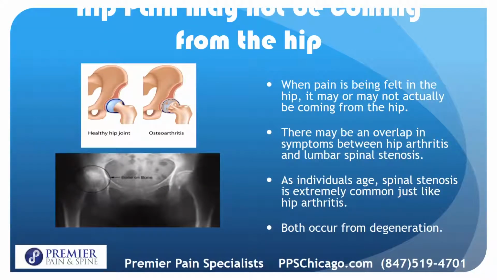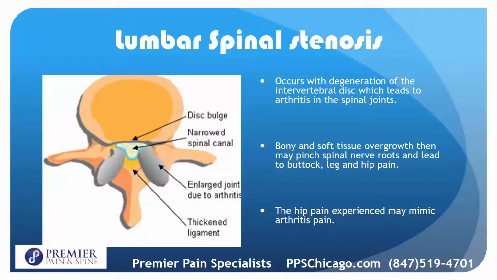When pain is being felt in the hip, it may or may not be coming from a hip joint problem. There can be an overlap in symptoms between hip arthritis and lumbar spinal stenosis. As we age, spinal stenosis is extremely common, just like hip arthritis, and both can occur due to degeneration. Here's a cartoon of spinal stenosis.